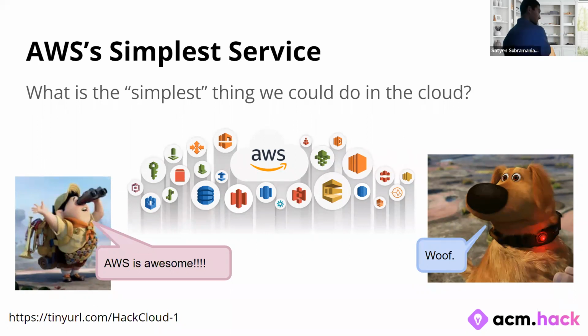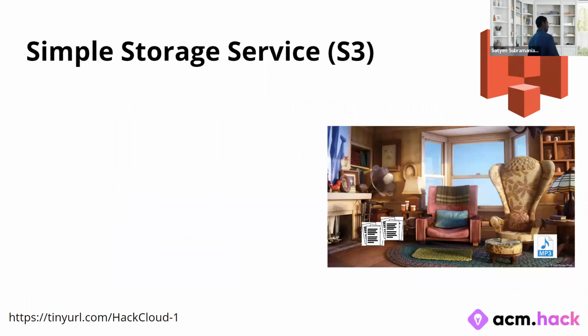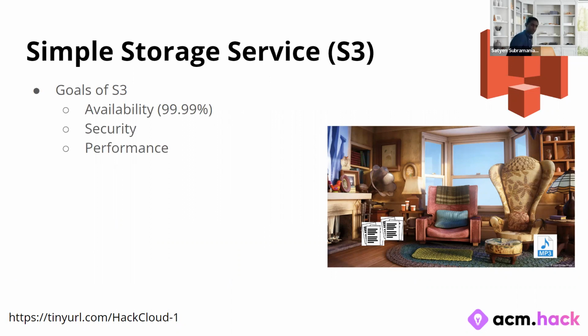So the first service that AWS came up with was called Simple Storage Service. And this is what's known as a blob storage or object storage service. So we'll talk a little bit about what that means in a second. But first, some of the goals of S3.